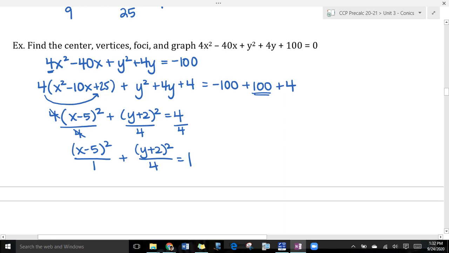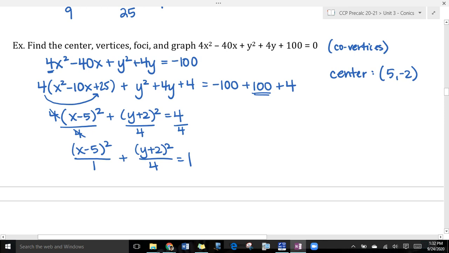And actually, I'm going to add something in here. We're actually going to find the co-vertices too. I should have included that. Okay, so we have our equation. Let's start with the center. So center would be our h, k coming out of the numerator. Looks like it's at 5, negative 2.